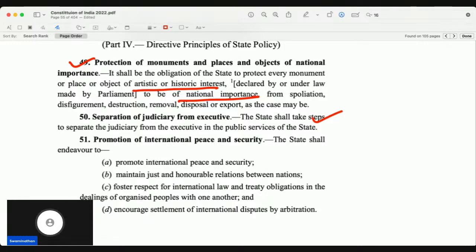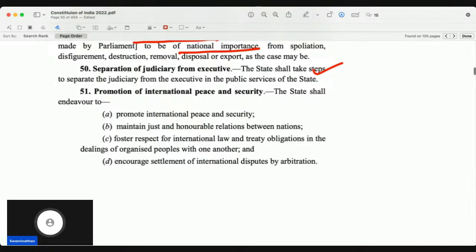So this is a very important DPSP, and of course, independence of judiciary has been held to be part of the basic structure of the Constitution. This article advocates for the independence of judiciary by providing that judiciary is independent from the clutches or control of the executive. Now, we have Article 51. It provides for promotion of international peace and security. There shall be the endeavor of the state to promote international peace and security, maintain just and honorable relations between nations, respect international law and treaties, and encourage settlement of international disputes by arbitration.